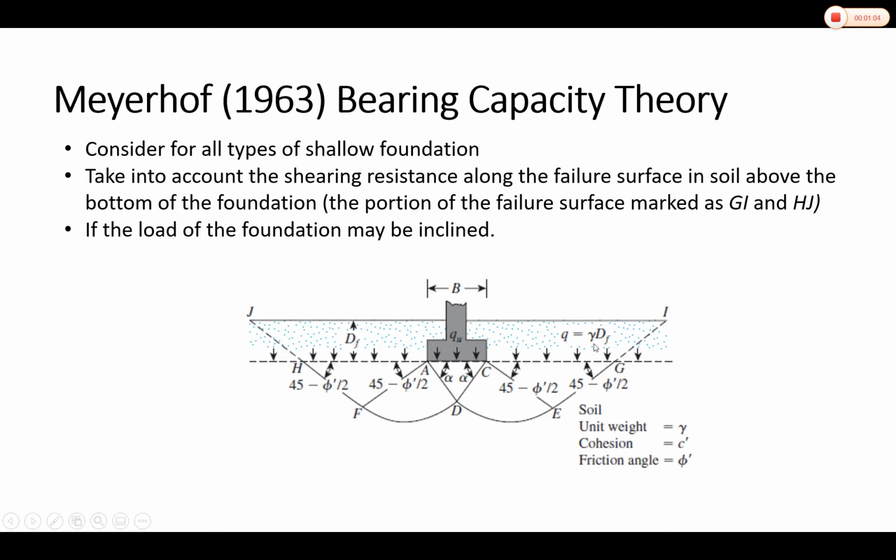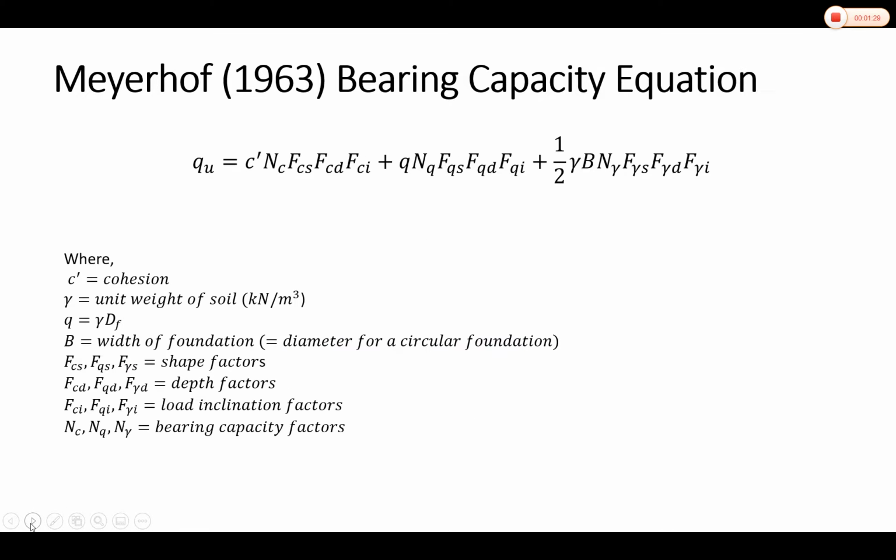And also, it will take into account the shearing resistance along the failure surface in soil above the bottom of the foundation. As you can see here, the portions of the failure surface marked as GI and HJ here in this area. And also, we'll consider if the load of the foundations may be inclined, at an angle beta. So these are the equations of the Meyerhof bearing capacity.